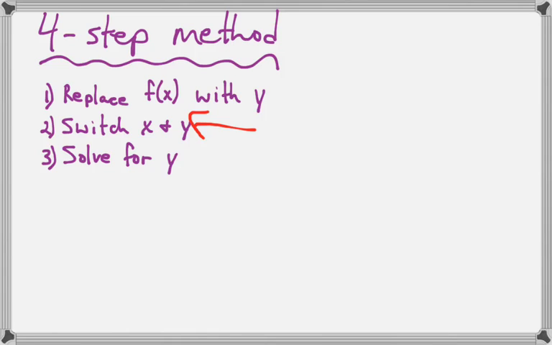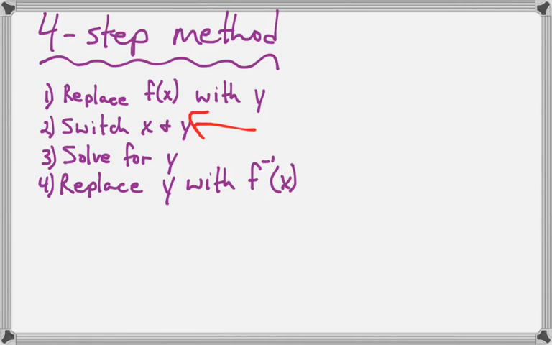Now, the third step is to solve for y. This may be the one that'll be a little bit tough for you sometimes, solving for y. And the last thing you do is take away the y and replace it with the f inverse notation, because now the function you are left with is not the original function, but it's the inverse.